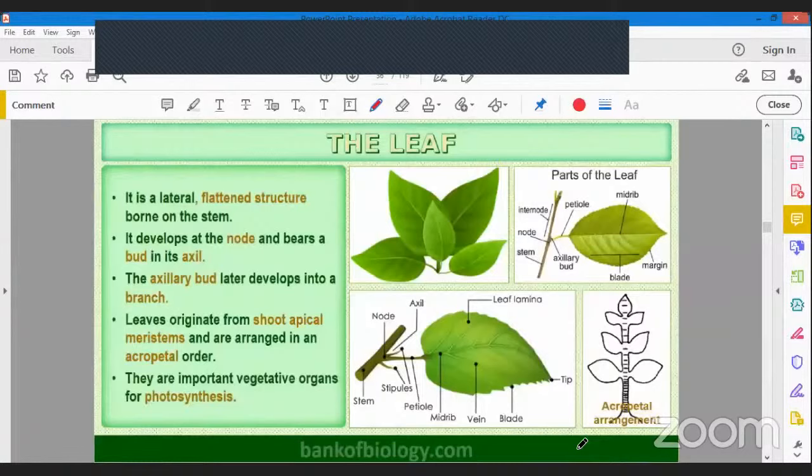In the acropetal order. So they are important vegetative organs for photosynthesis. So take it down.